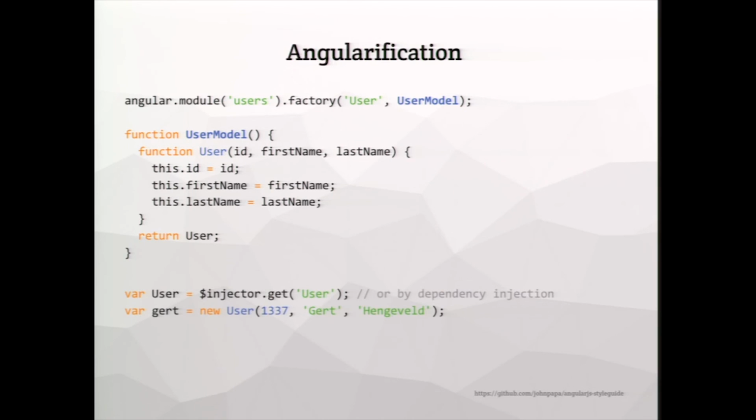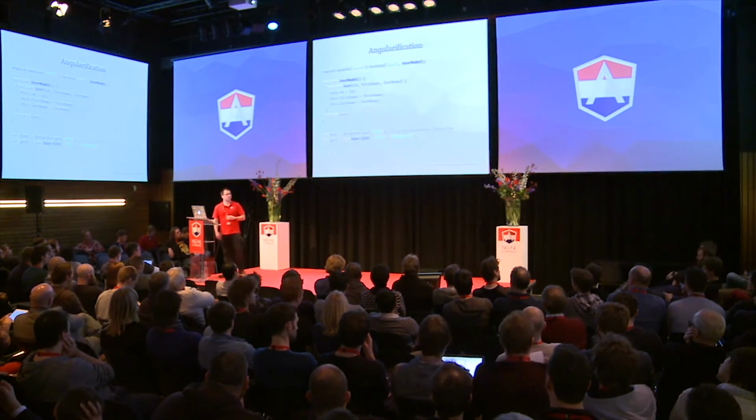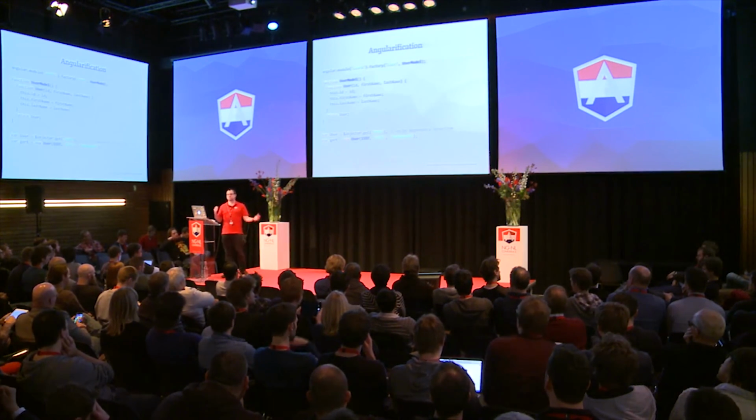And then if you want to instantiate one, the instantiation is actually exactly the same, but now you have it in your AngularJS dependency injection system. So you can use injector.get and get it from the injector, or most of the time you will inject it into a controller, into a service, into whatever, other models actually. You can inject it there.